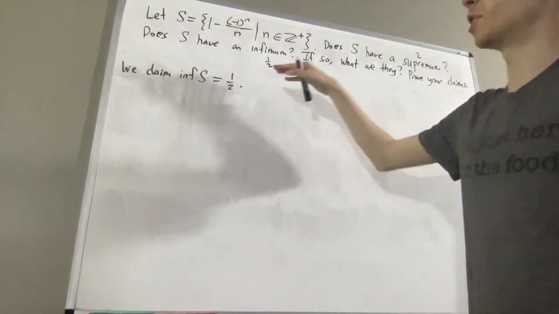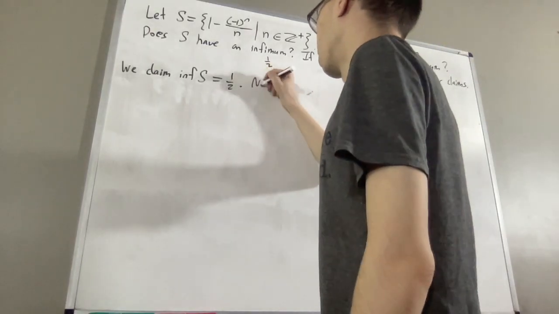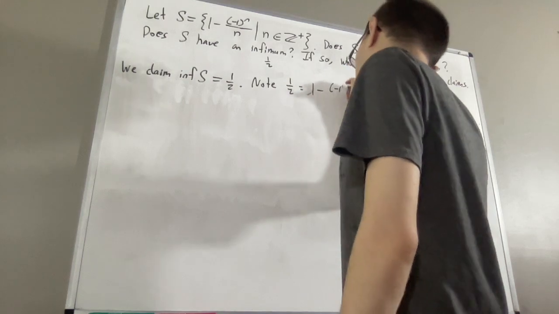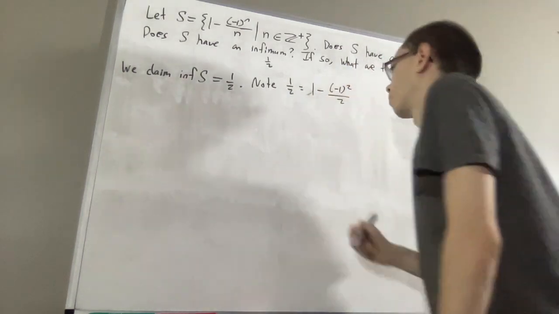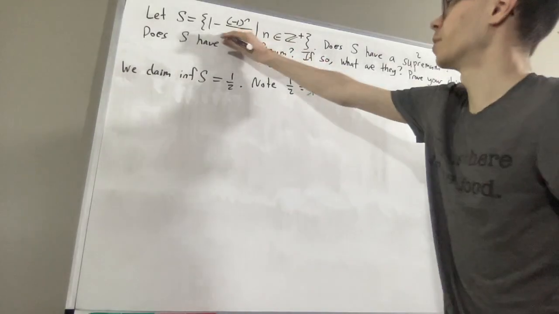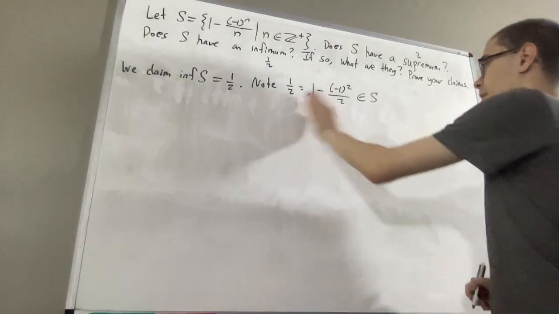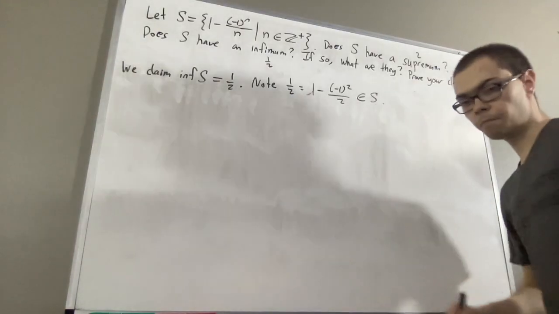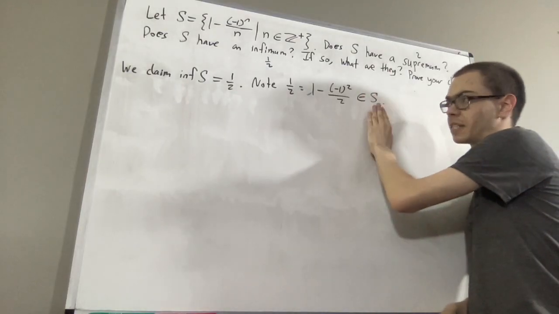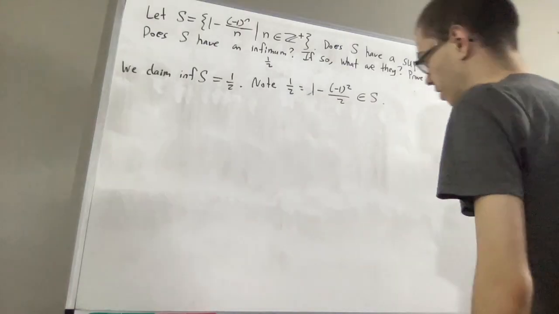Well, if we just plug in n equals 2, we see that 1/2 will be equal to 1 minus (-1)^2 over 2, right? That's equal to 1/2. And since this fits the form to be an element of S, it must be an element of S. So 1/2 is an element of S. Now we want to show that every element of S is greater than or equal to 1/2. That will prove 1/2 is the smallest element of S.